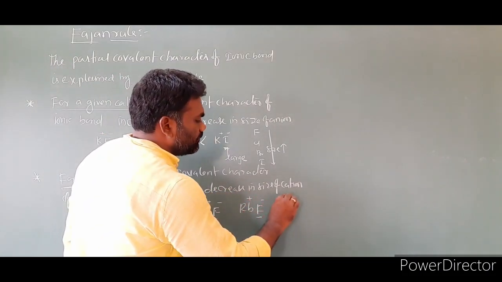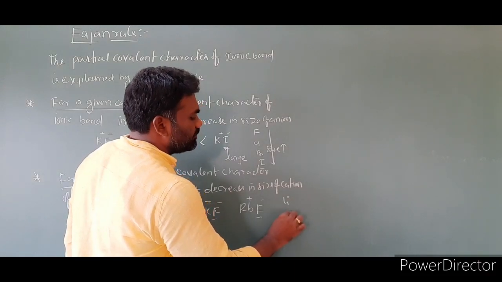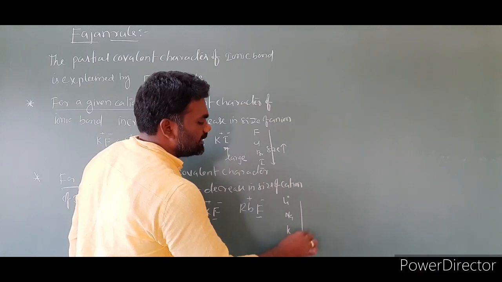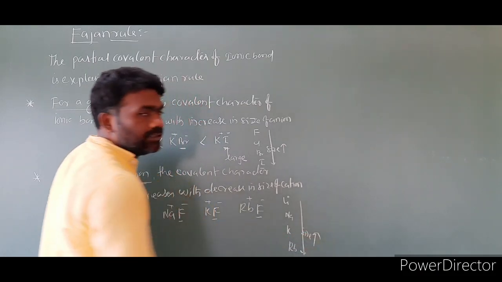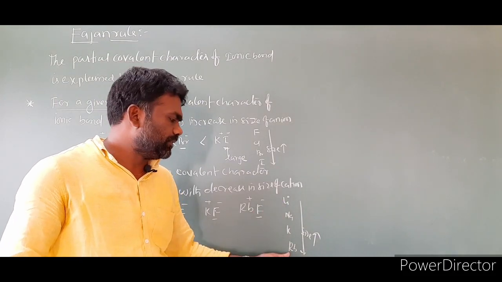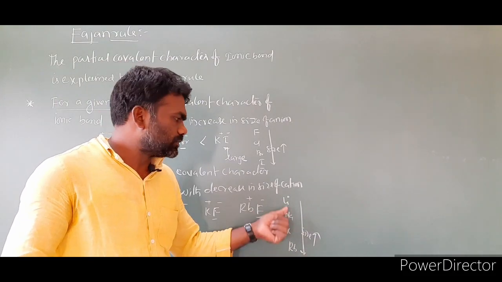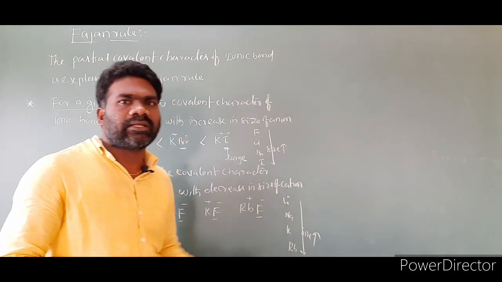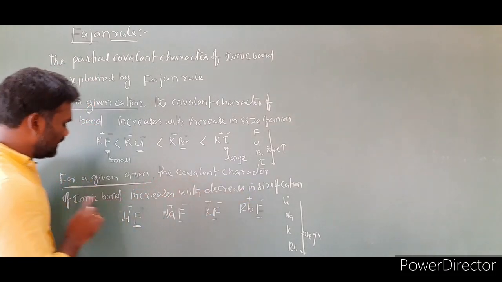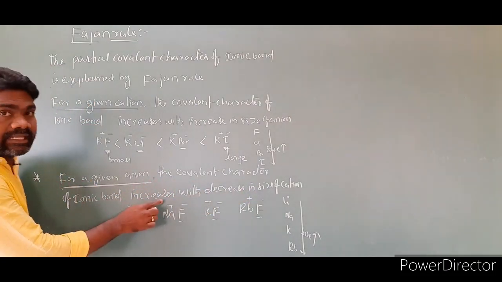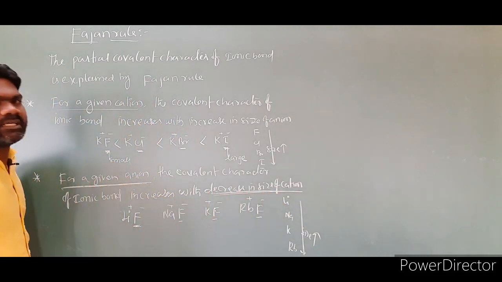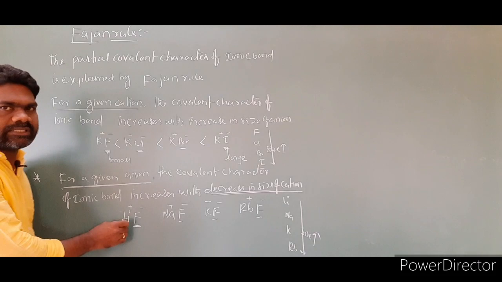Now the first one we have taken is lithium, then next we have sodium, potassium, rubidium. Top to bottom, size increases. Which is the small size? Lithium is the small size, rubidium is the large size. So the smaller the size, the larger the covalent character. So which is the more covalent? For a given anion, covalent character of an ionic bond increases with decreasing size of the cation, so the small size is more covalent.